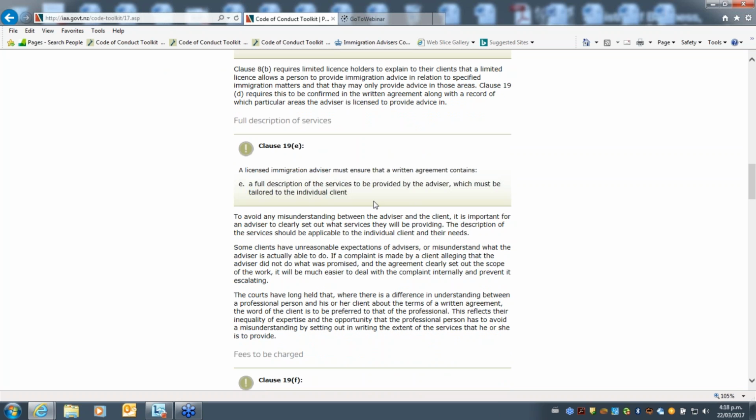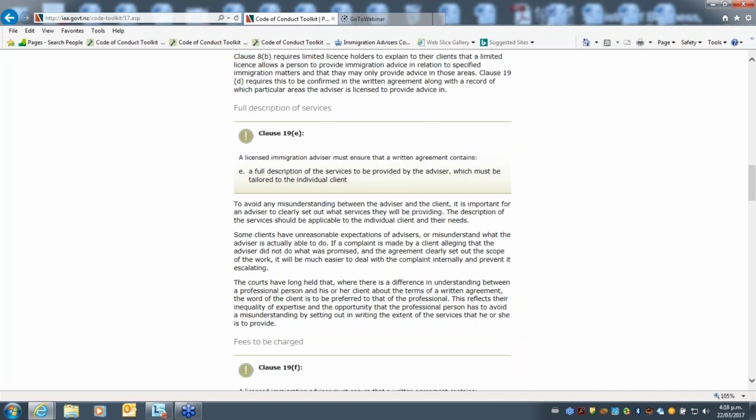Full description of the services to be provided by the advisor, which must be tailored to the individual client. So it's really important that you are explaining to the client what is the service that you're going to provide. Immigration services, that doesn't say enough. You need to be quite specific about what services you are going to do, so that there isn't a misunderstanding between you and the client.